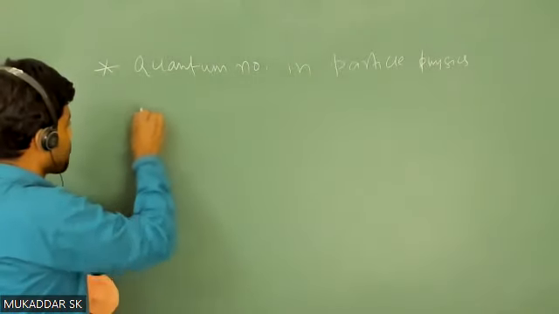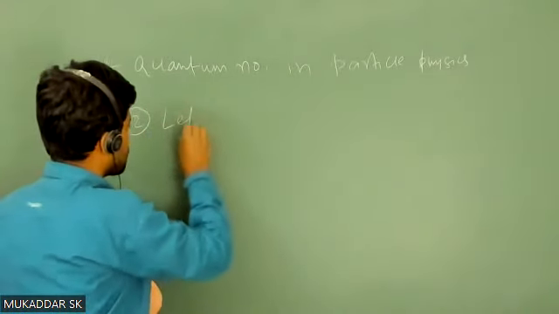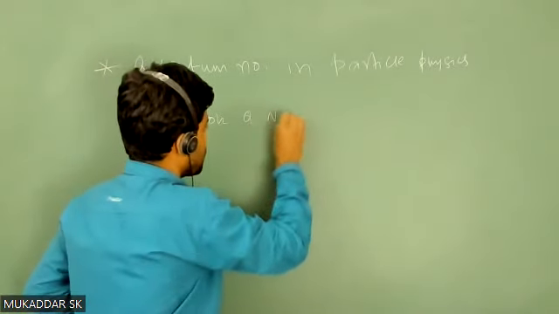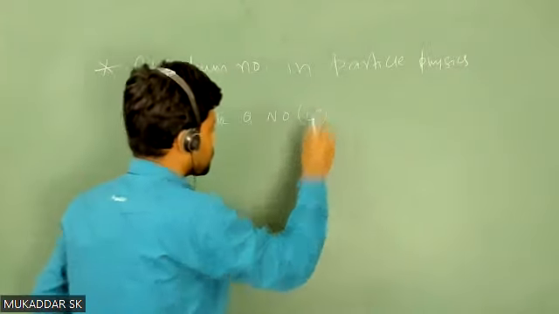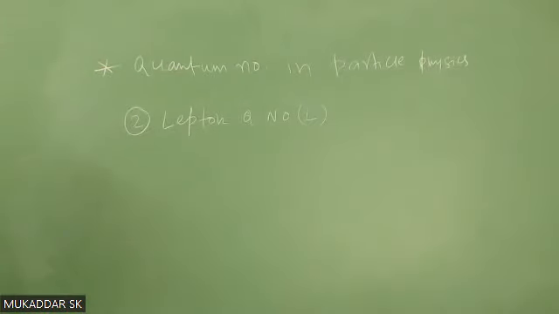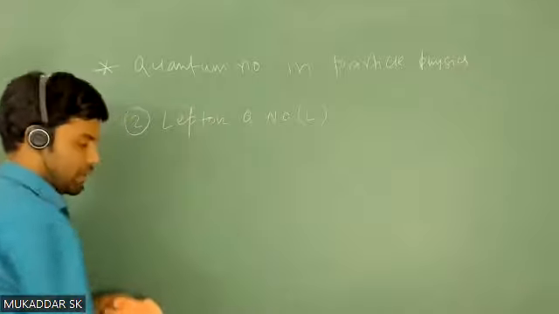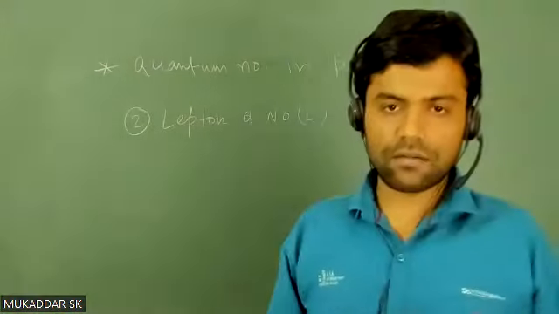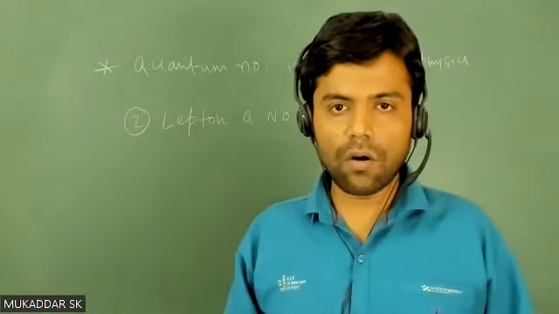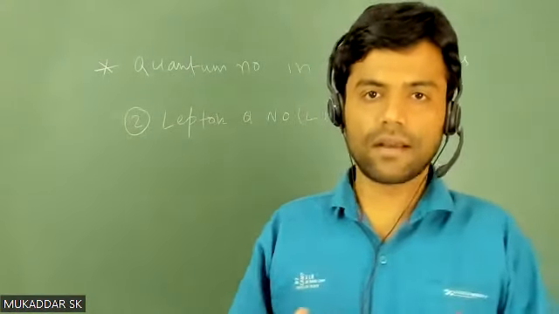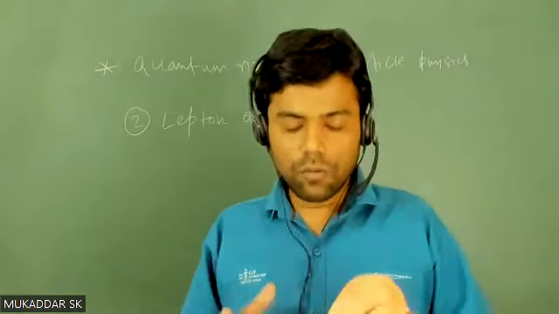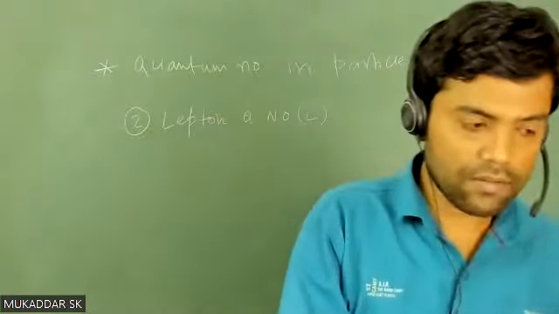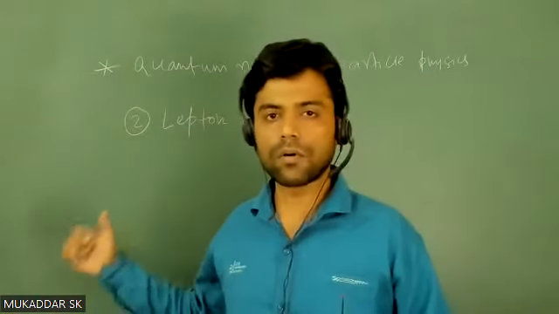Second is lepton quantum number, basically denoted by L. You have a large number of subatomic particles. To distinguish lepton particles from all other subatomic particles, one quantum number is assigned, and that is called the lepton quantum number.